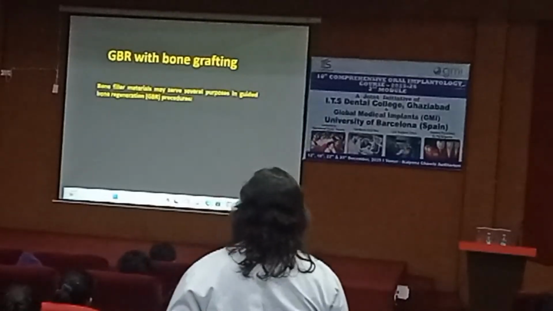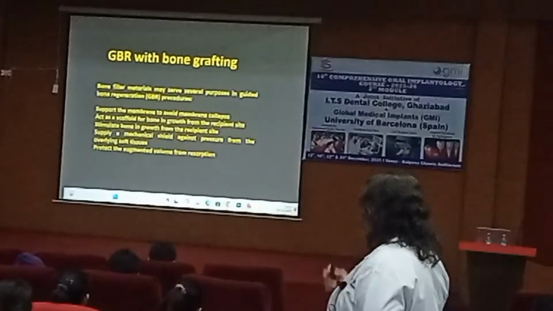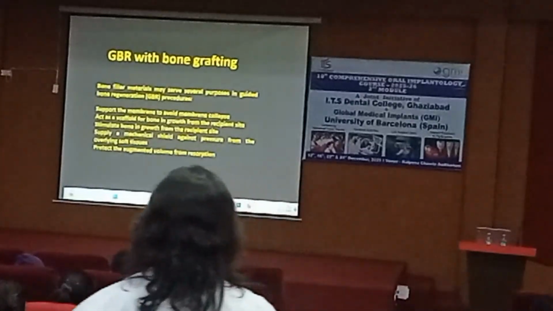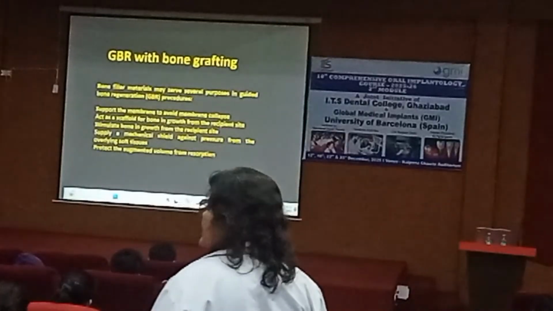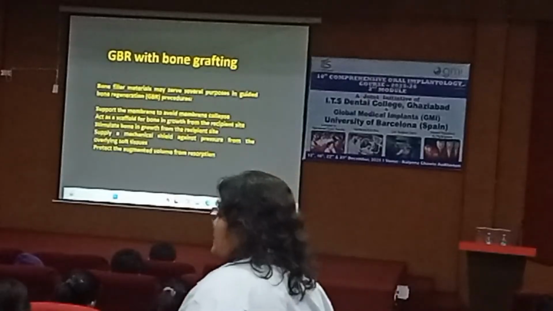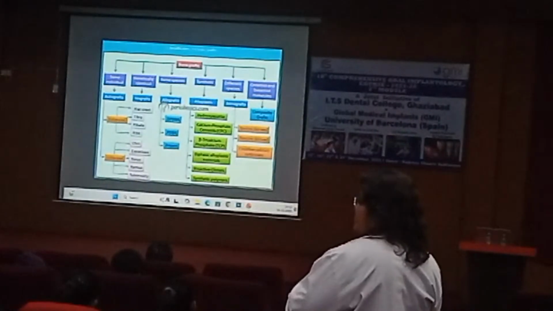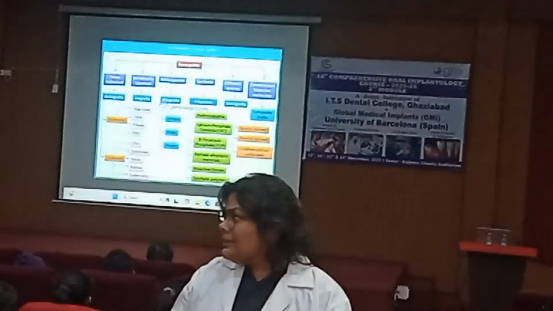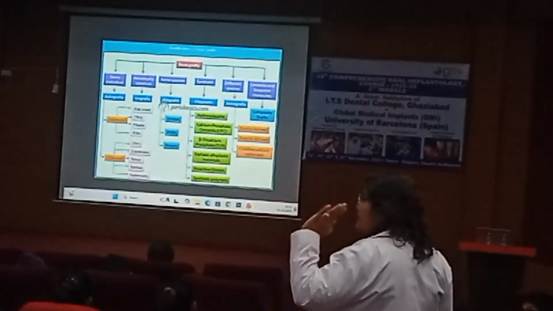Okay. So the bone filler materials may serve several purposes in guided bone regeneration procedures. So the filling material, what is it called? Bone graft. We discussed it yesterday, that we'll be talking about the bone grafts, right? What is the type of bone graft? First type, autograft. Autograft means from the same patient.